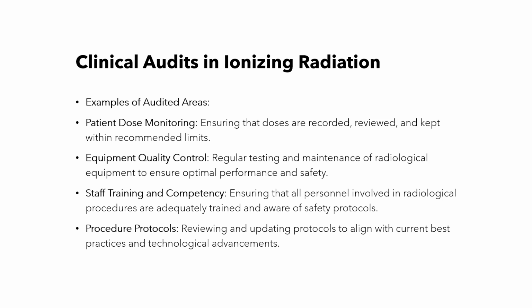Examples of audited areas. Patient dose monitoring: ensuring that doses are recorded, reviewed, and kept within recommended limits. Equipment quality control: regular testing and maintenance of radiological equipment to ensure optimal performance and safety. Staff training and competency: ensuring that all the personnel who are involved in radiological procedures are adequately trained and aware of safety protocols, like they know how to take the correct x-rays.